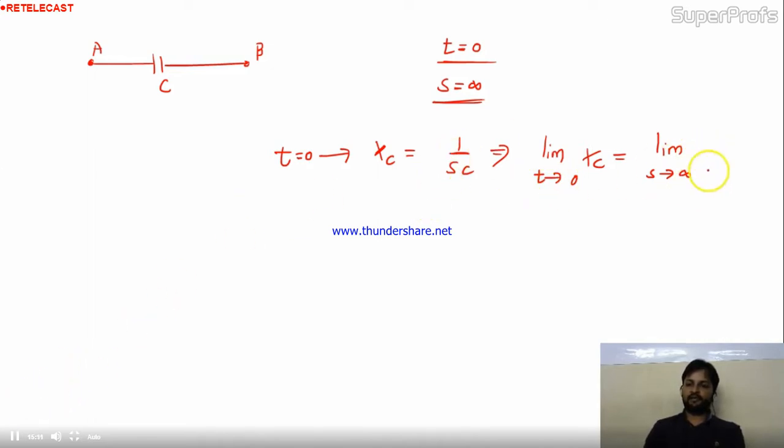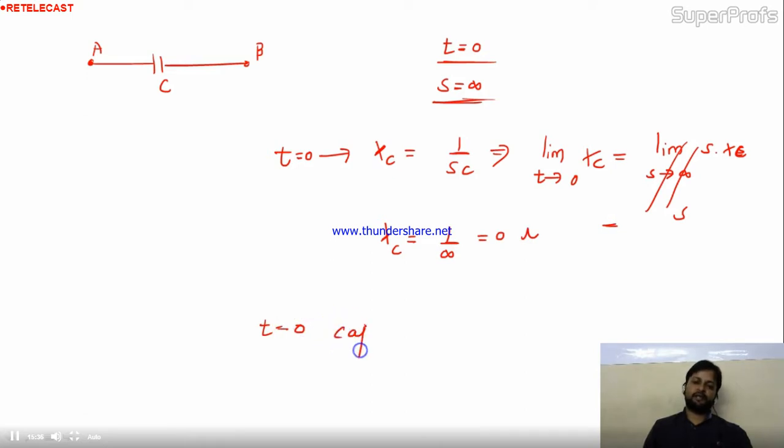See, what is the final value theorem? Can you apply it over here? This is S into Xc, right? So this will become 1 by, oh, we will do it directly. See, this is not proper. 1 by Sc, here S is infinity. So if you put infinity over here, we'll get 0. So can I say at t equal to 0, the capacitor behaves like a short circuit.